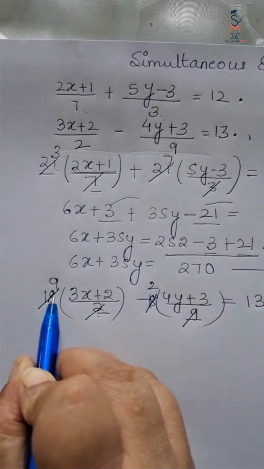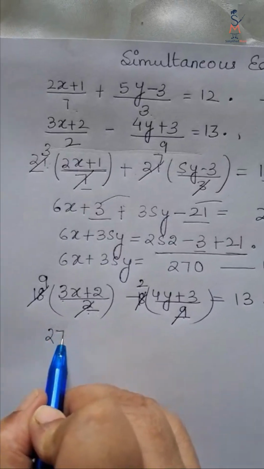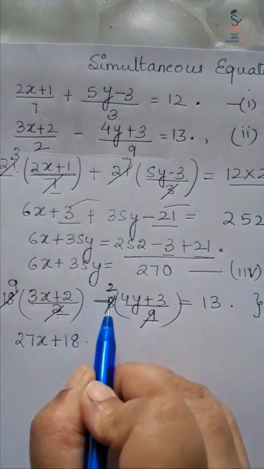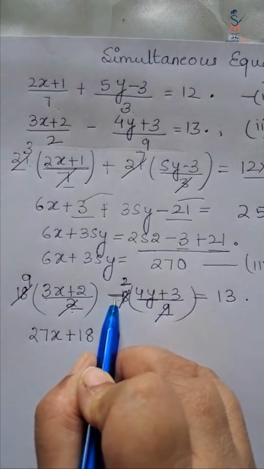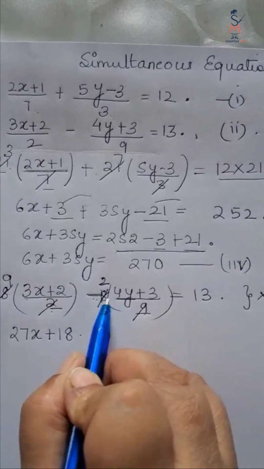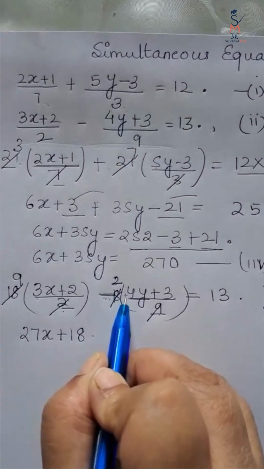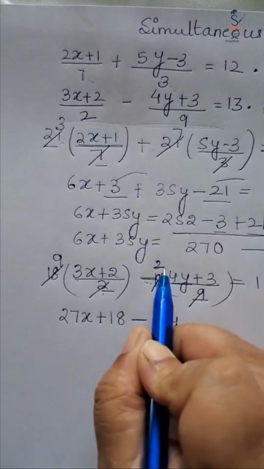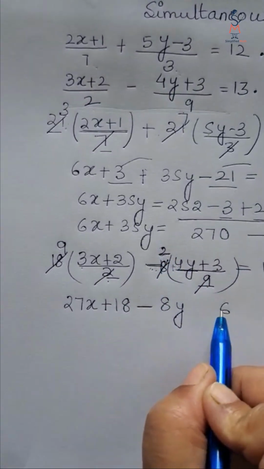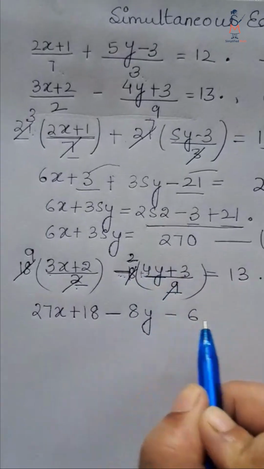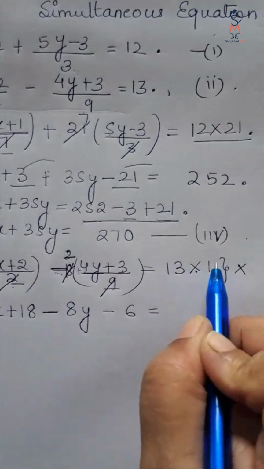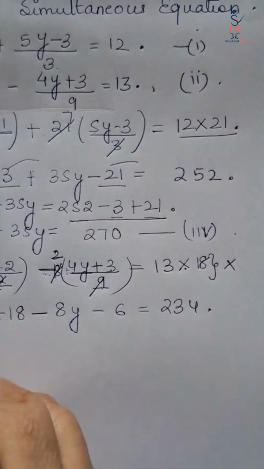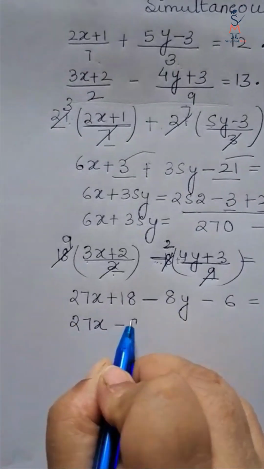So now it will become 9 multiplied by 3x, 9 3s are 27x, plus 9 2s are 18. Now it is minus 2, so we are multiplying 4y with minus 2. We know when we multiply with a minus sign and the number inside is plus, plus minus becomes minus, and 4 2s are 8y. Same way we will multiply the digits. 3 2s are 6 and minus plus becomes minus. Here also we will multiply it with 18. So 13 into 18 becomes 234. So now this becomes 27x minus 8y.